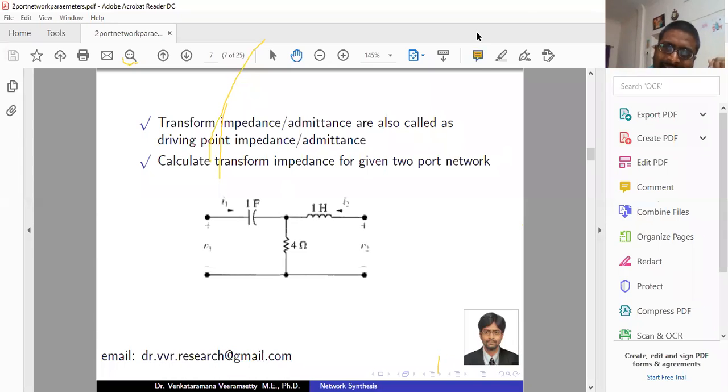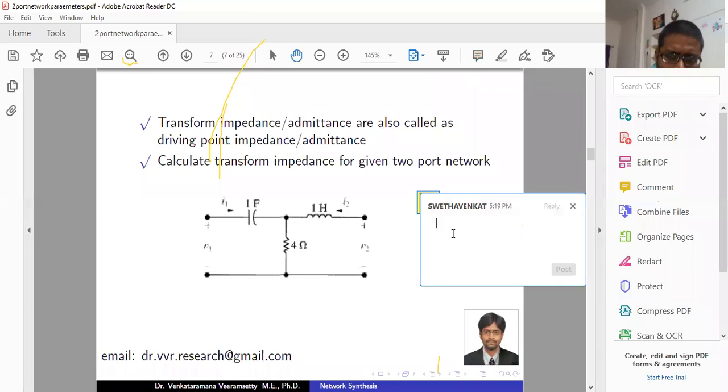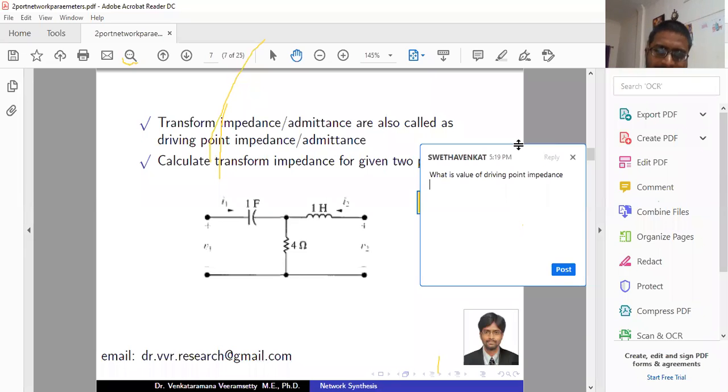Now my question is, in front of you are able to see one screen. It contains the T network, which we have been using for the last few classes. Now tell me, what is the value of driving point impedance at the first port and driving point impedance at the second port? Question I will write here. For the given circuit, what is the value of driving point impedance? Anyone can tell?